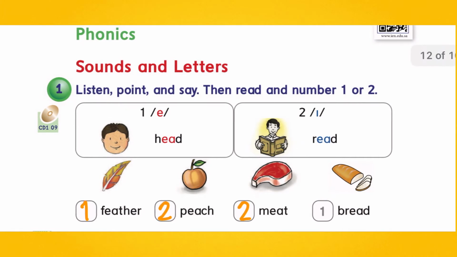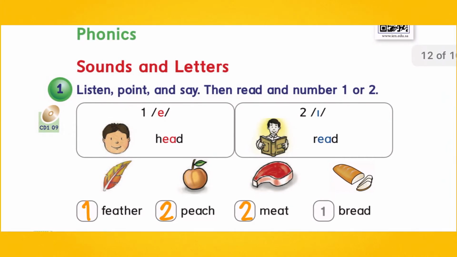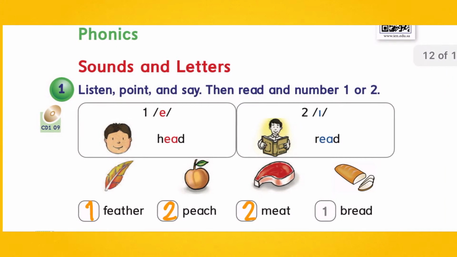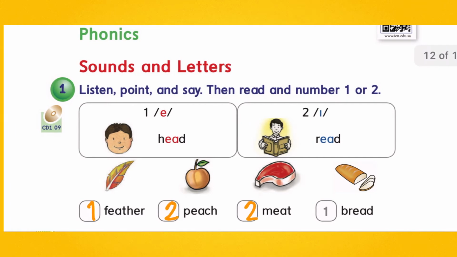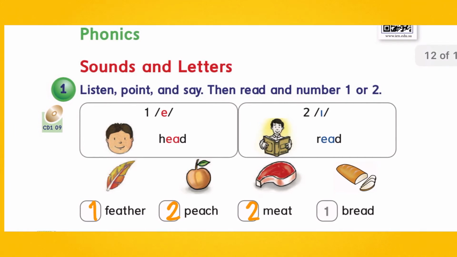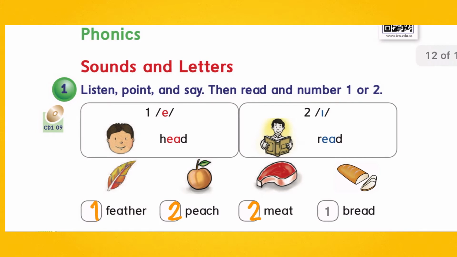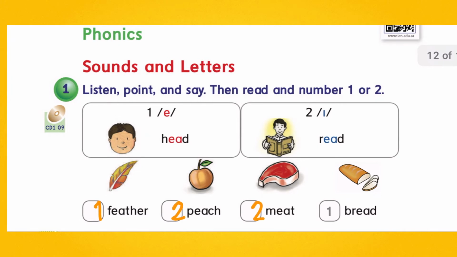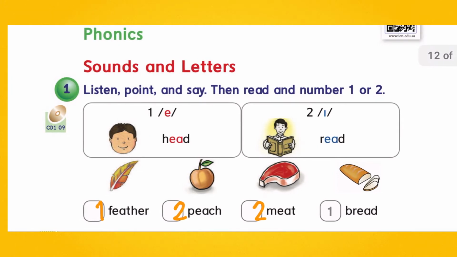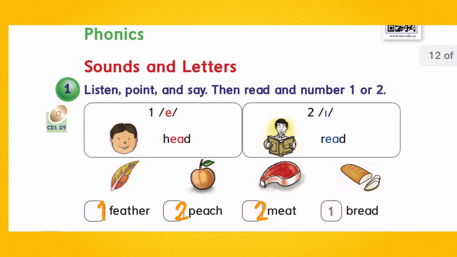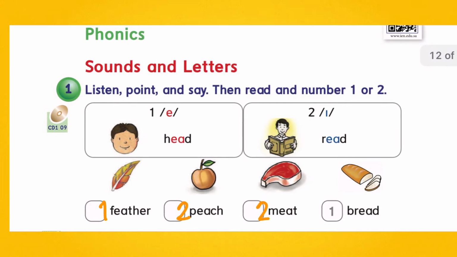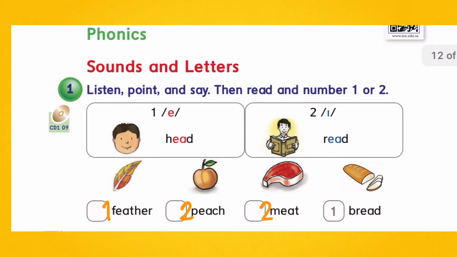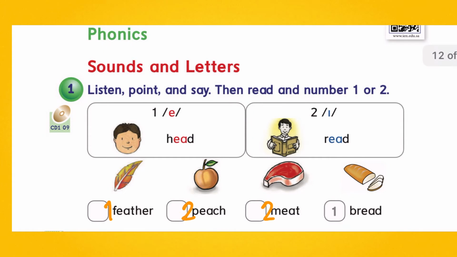Feather. Peach. Meat. Bread. Feather. Bread. Peach. Meat. Good. Let's do it again and check.